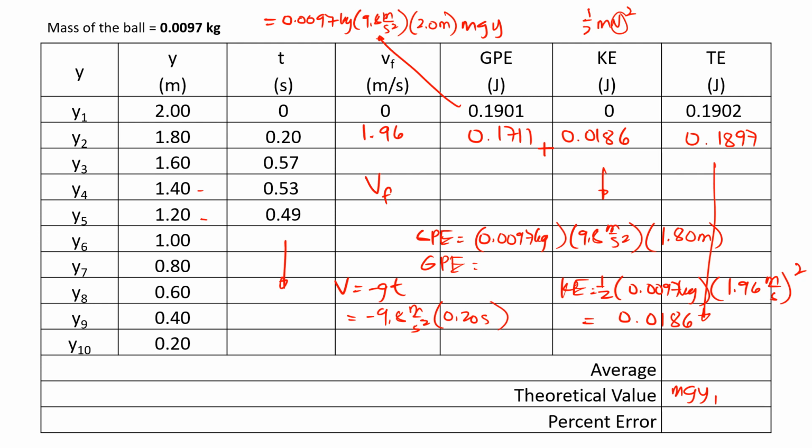So what is the mgy1? Based on our data, that is actually 0.1901, which is also the total energy. Correction, I think this is a 1. And then you have the average. You have to get the sum divided by 10, then you can get the average. So you have to compare the average and the theoretical value. That will be the average minus the theoretical value over the theoretical value multiplied by 100. Again, you need to get a percent error of less than 10.